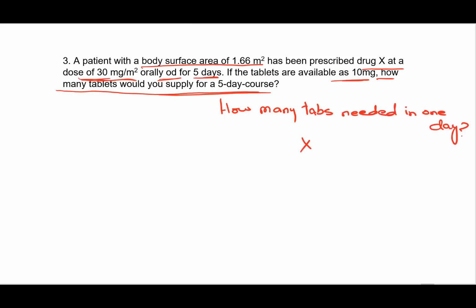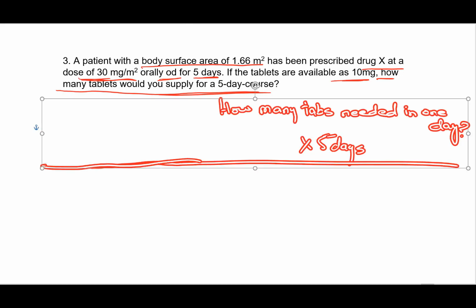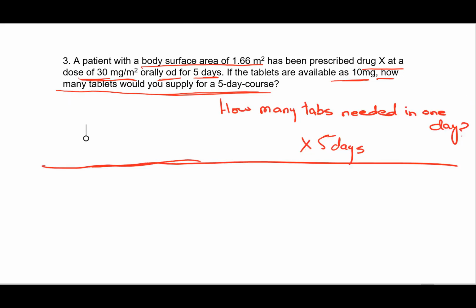So we have to find out how many tablets the patient will need in 1 day as a dose, and then we'll just simply multiply that by 5 days. Okay, so again, as I said before, for some drugs the doses are based on the weight. So for example, that would be something milligrams per kg. So that's an example of the dose based on the weight.